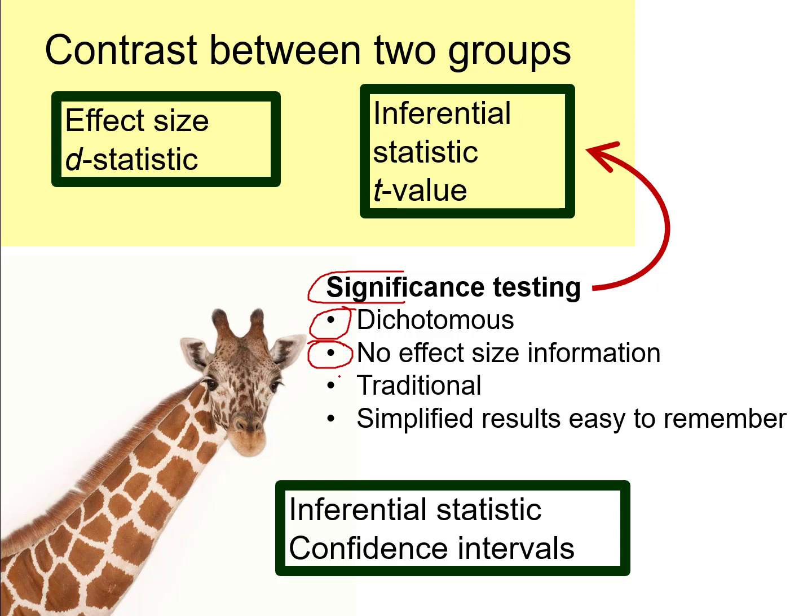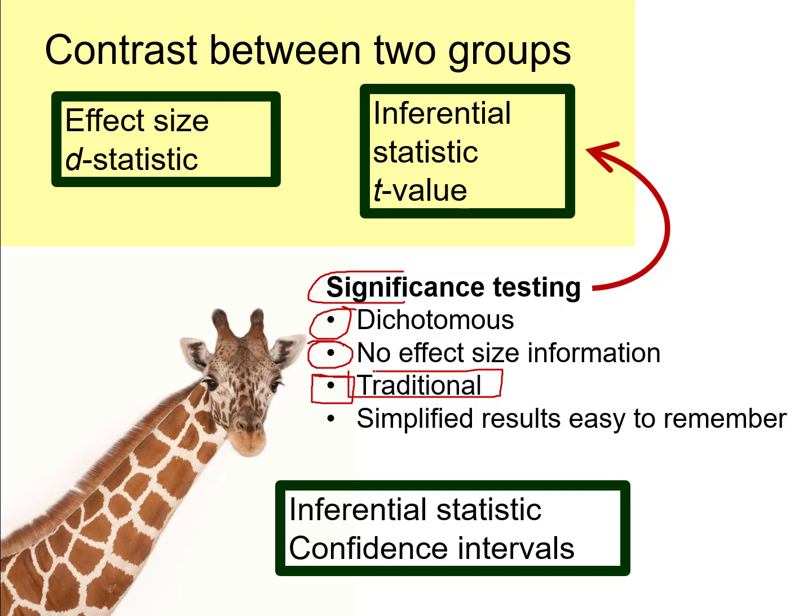Now, a couple advantages. One is that it's the traditional approach that everyone uses to address that inferential question. It's widespread. It's the thing that everybody does, and you really can't understand research, and you really couldn't publish research today without doing significance testing. So it is the traditional approach that's used.